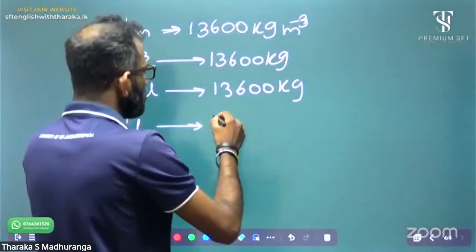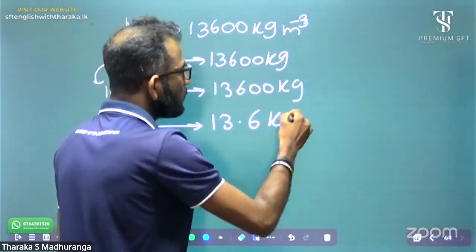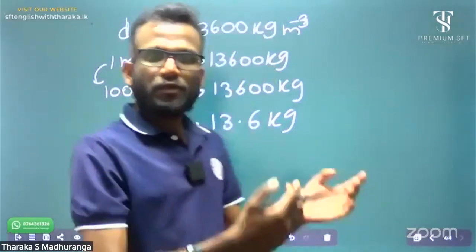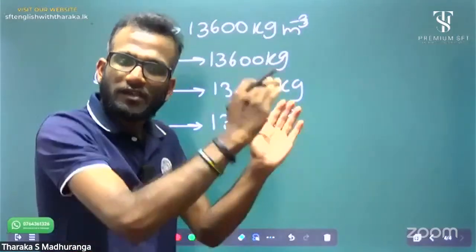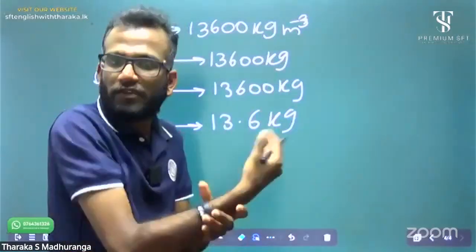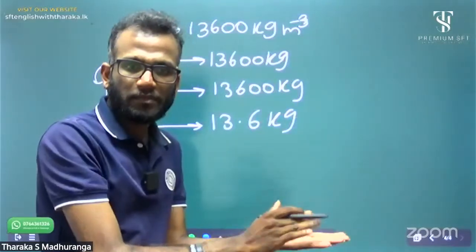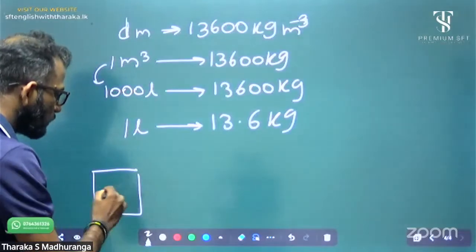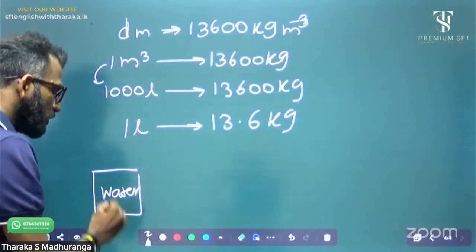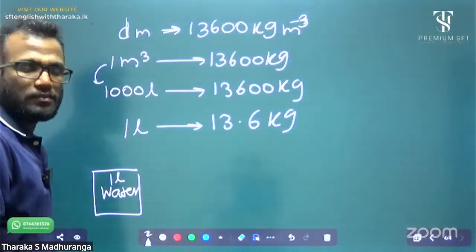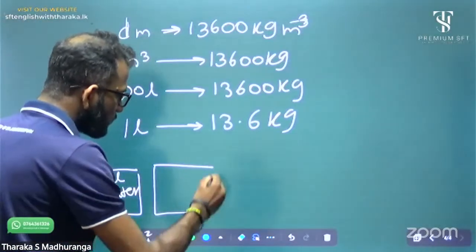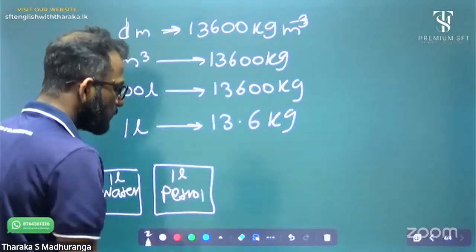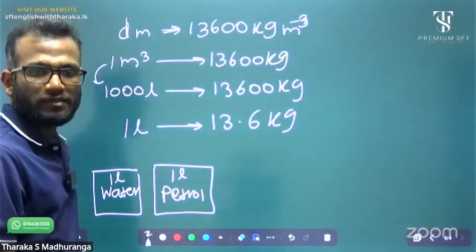Very good. 13.6 kilogram. But if you have 1 liter of water, it is only 1 kilogram. But if you have 1 liter of petrol, it is 0.8687 kilogram. It is less than 1 kilogram. I got the difference. If you have a 1 liter bottle of water, it is 1 kilogram. If you have a 1 liter bottle of petrol, it is always less than 1 kilogram.